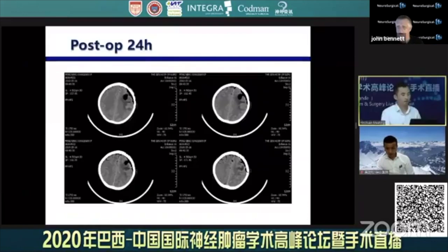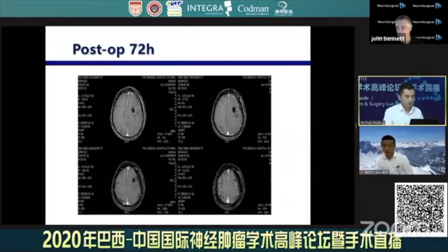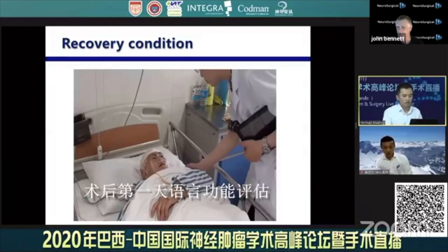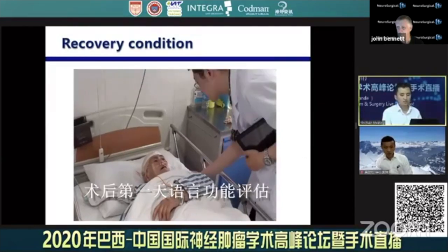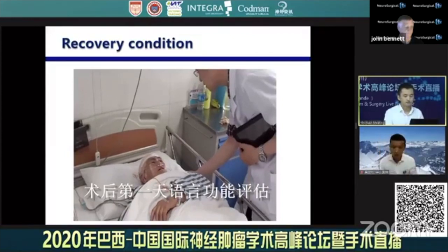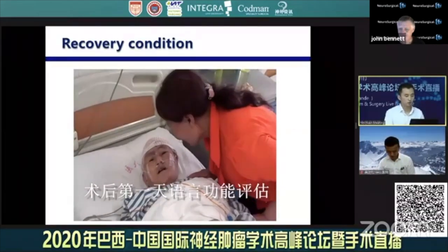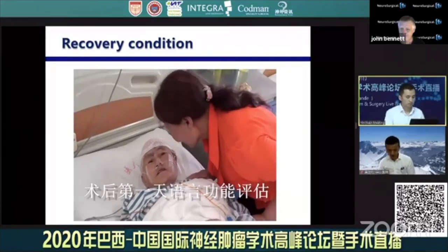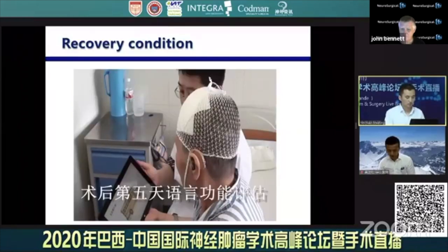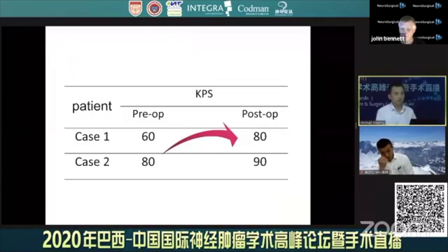This is the post-operative CT scan. There is no bleeding on the post-operative MRI. After the operation, we tested her language function again. Fortunately, she can speak also clearly and smoothly. And she can also understand what the pictures we showed to her mean. Both patients' KPIs improved significantly after the operation.